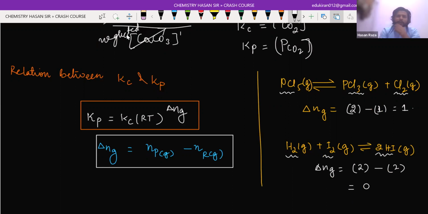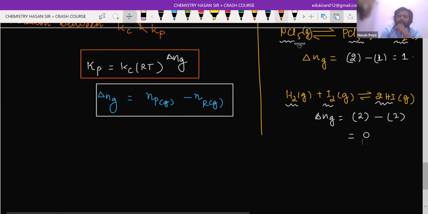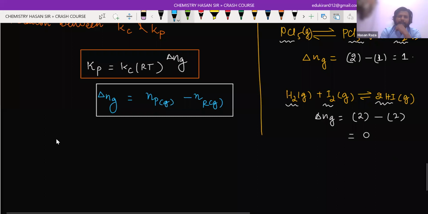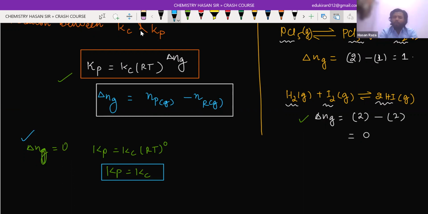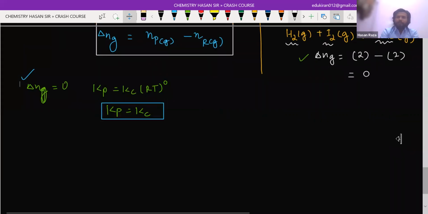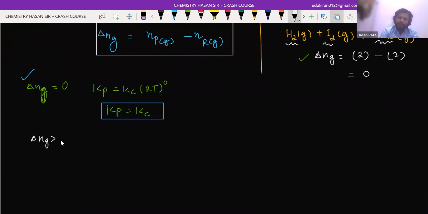Is that clear? Now if delta ng equals 0 and you apply it in Kp equal to Kc (RT) raised to the power delta ng, delta ng has a value of 0, so Kp will be equal to Kc. Anything which has power 0 will be equal to 1. So whenever delta ng equals 0, Kp will become equal to Kc. Now, if delta ng is greater than 0, like PCl5, Kp will be equal to Kc into (RT) raised to the power delta ng.